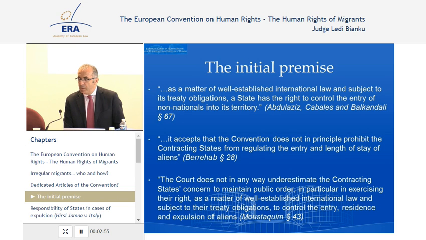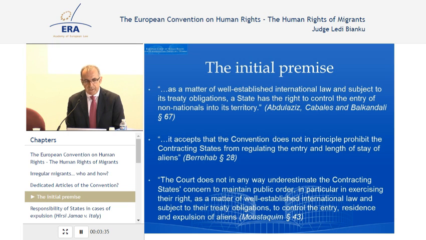It is important to remember that the initial premise in Strasbourg in relation to asylum and migration rights was that the way of accepting, the timing, remains a question of national sovereignty. And you see one of the first cases, Abdulaziz, Cabales and Balkandali. The member states can regulate the entry, the length of stay, and also the expulsion of aliens.